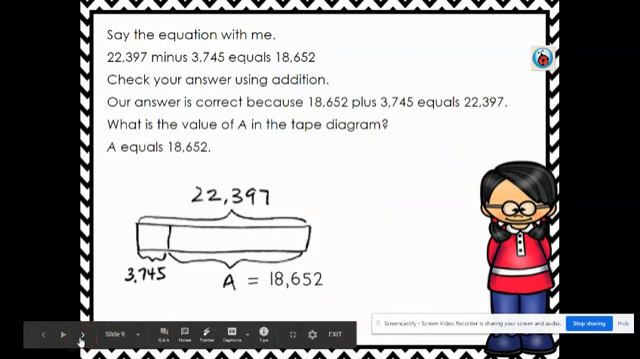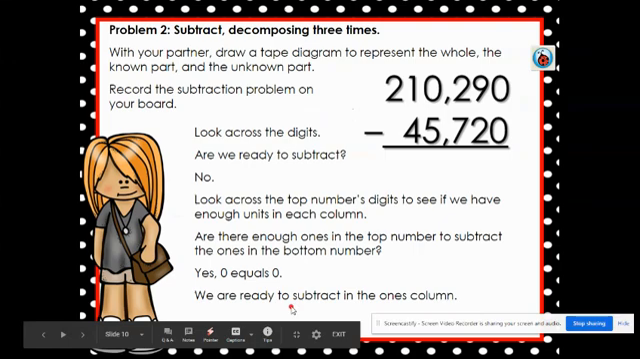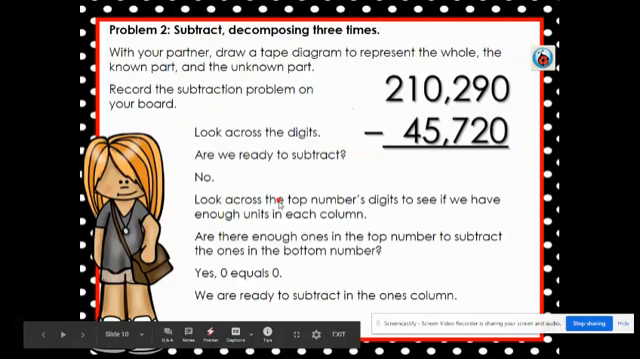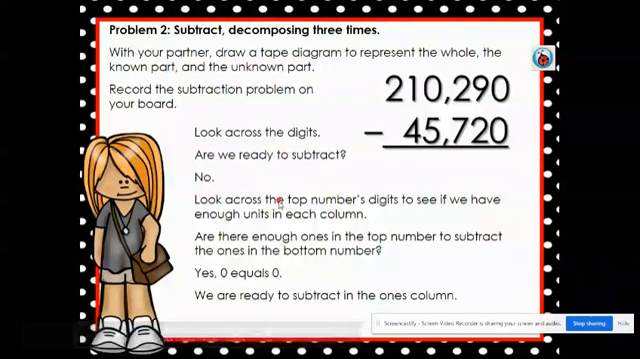Okay, so there it is written better. Now, if we have 22,397 and we subtract 3,745, what we have left over, or our unknown variable right here, is going to be 18,652. And if we take that and we add those two back up, they will equal 22,397. So I know I did that correctly. Okay, let's do it again.